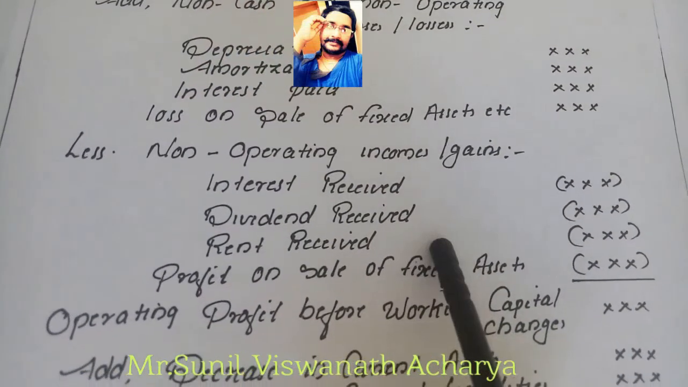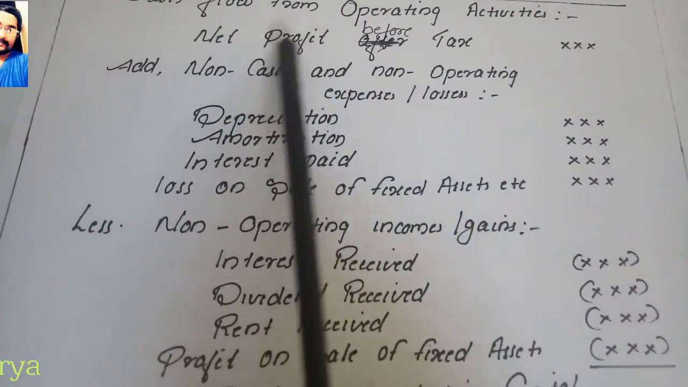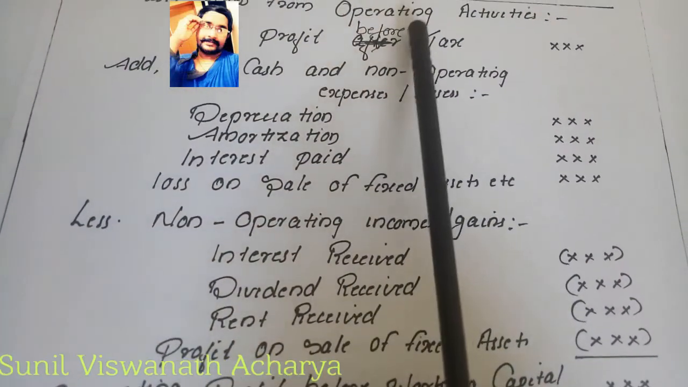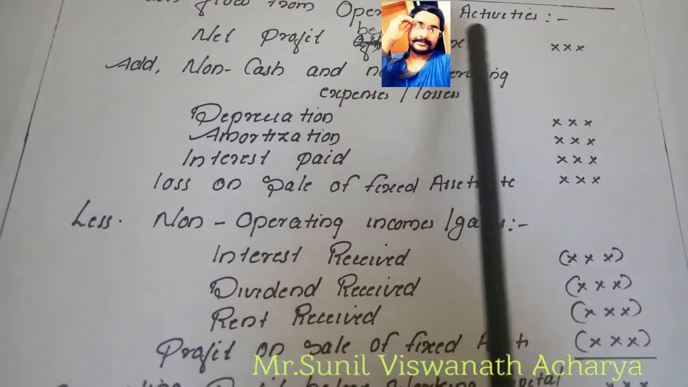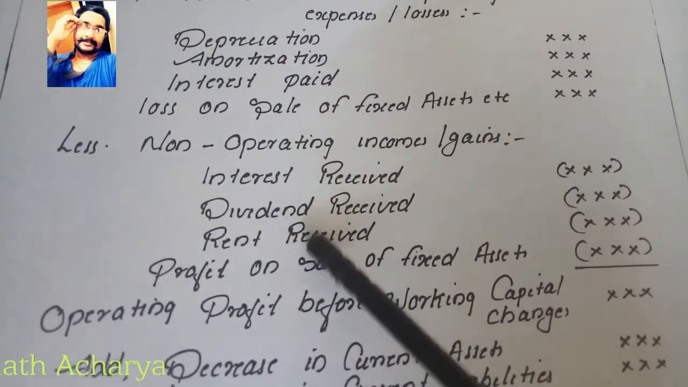So these all are non-operating income. Where is this already taken? In the profit and loss account credit side. So what happened to our net profit? Increased. Which activity do we need? Only operating. So we need only operating profit. That's why these all items we have to minus.